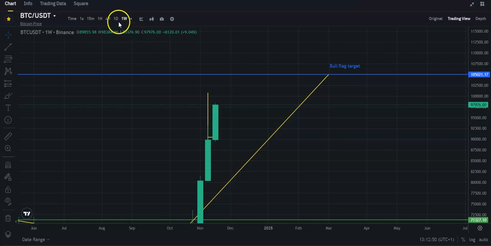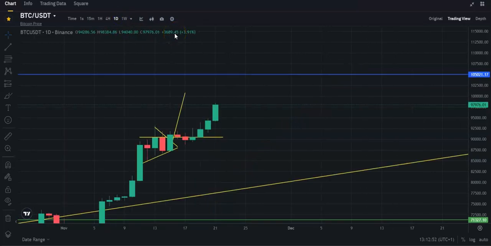Now I do want to mention, I think this is only a technical target. So I do believe when we hit 100,000, you're probably going to see a little bit of a rejection. How big the rejection remains to be seen, guys. We're very close to that. We're only a couple $1,000s away, but I do believe there's going to be a lot of sell orders there. So you're probably going to see a little bit of a pullback, and it could be $5,000, $10,000, guys. Don't be afraid though. It's not over.